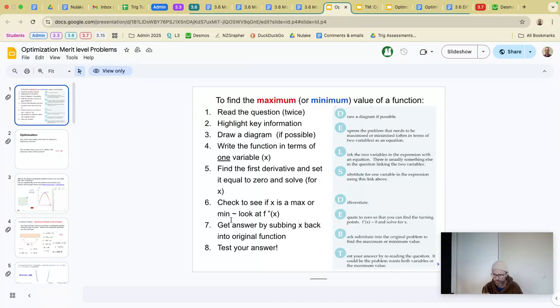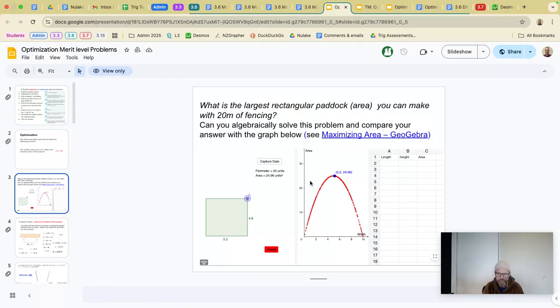The two numbers are 5.5. Were you expecting decimals? I think, yeah, that's okay. Righty, so this one here is a classic. If you've got 20 meters of fencing, for example, 4.8, 5.2, that's the perimeter.